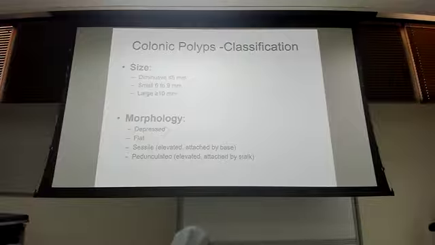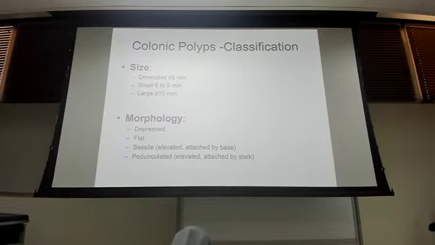We can classify them when we look at them on endoscopy by size. Those are the three different ones: diminutive, less than 5 millimeters; small, 6 to 9; and then large, anything bigger than 10 millimeters. We also categorize them by morphology, whether they're depressed or flat. Depressed meaning they actually go into the mucosa a bit. Flat, obviously, being flat with the edge of the tissue of the mucosa.